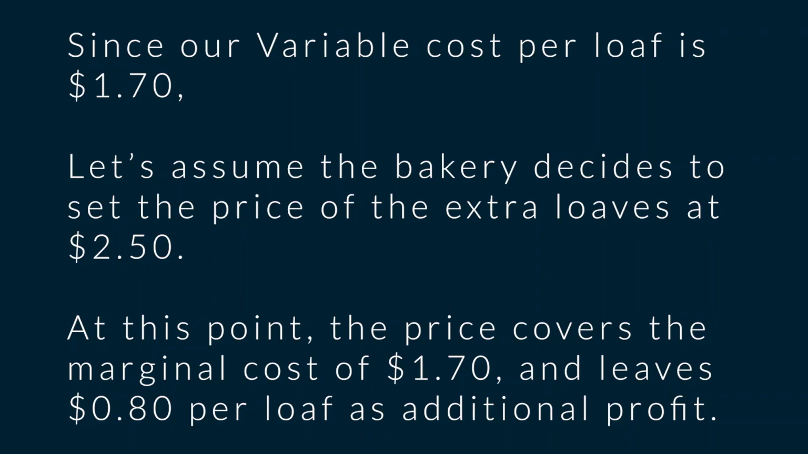Anyway, so those 20 extra, how much will they cost you? That is what you're trying to figure out here, assuming that we are holding the assumption that the fixed costs are already covered. So, which means the only extra money you're going to be incurring here, or extra cost, is going to be variable cost. Since our variable cost is 1.7, okay, let's assume that the bakery decides to set the price of the extra loaves at 2.50. At this point, the price covers the marginal cost, which is 1.7, and leaves 0.8 per loaf as additional profit. That's the thing.